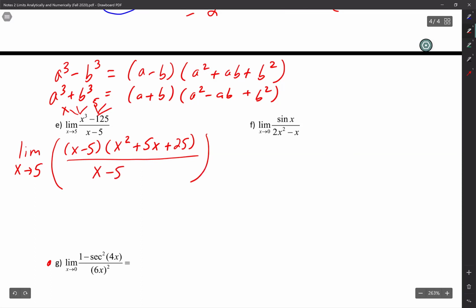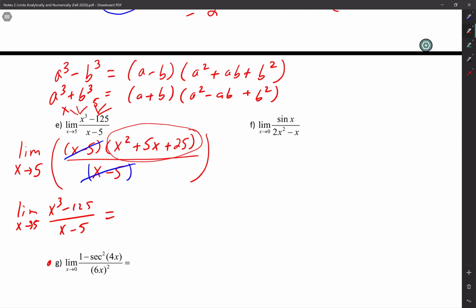Now that I have a product in the top divided by another factor that's the same, those are going to cancel out. See? And now we can do direct substitution. So now I'm just going to say limit as x approaches 5 of the expression x cubed minus 125 over x minus 5 equals, and I can just use this guy right here to plug in what 5 is. 5 squared is 25, plus 5 times 5 is another 25, plus another 25. I have 3 25s, so it looks like that limit is just 75. And there it is, guys.